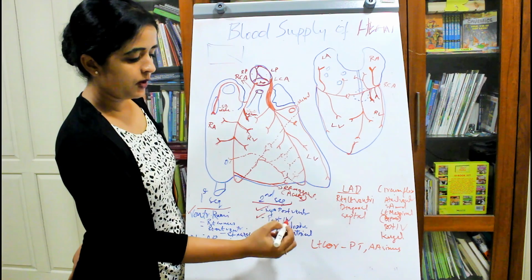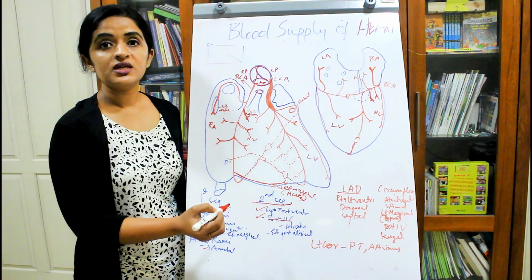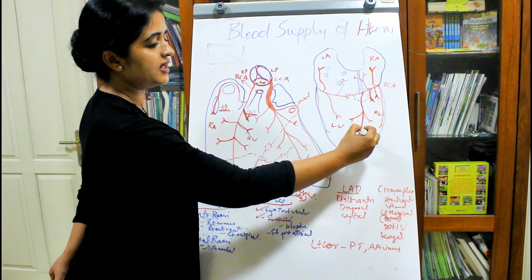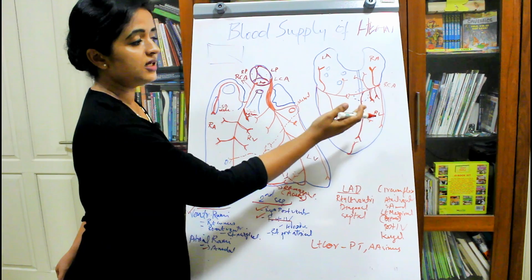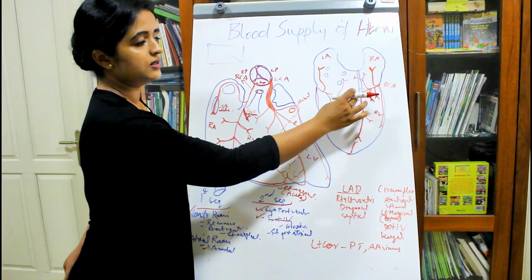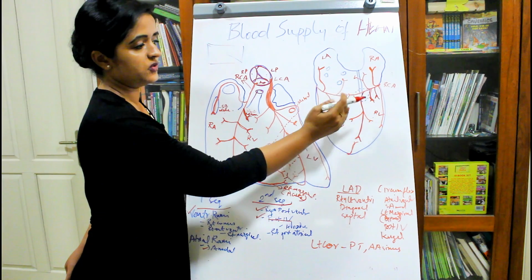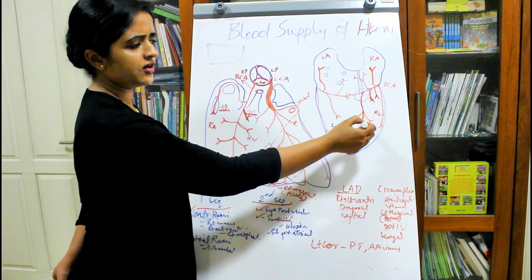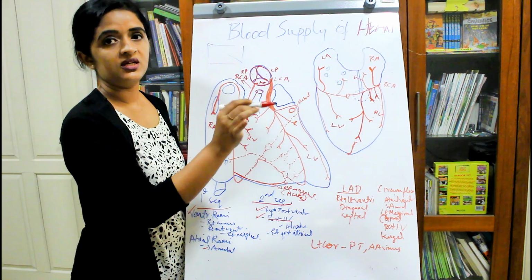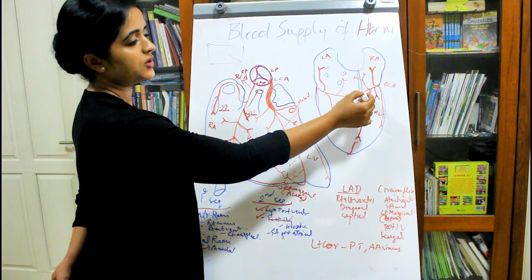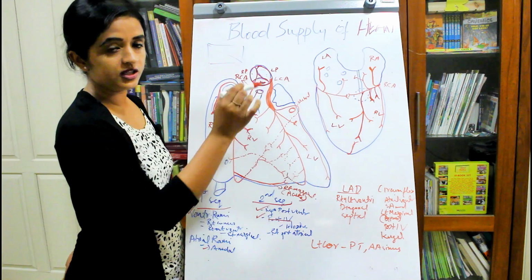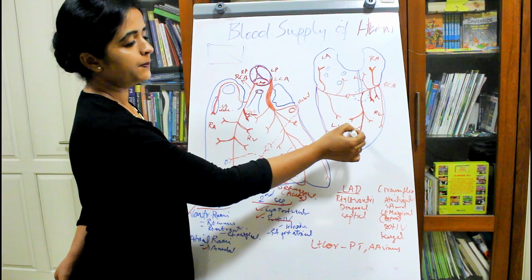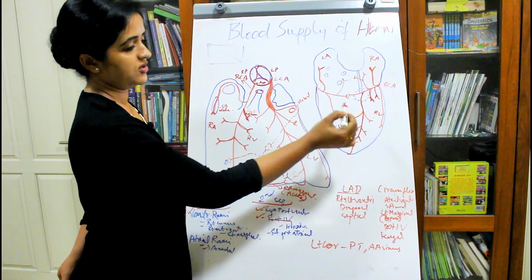Now you have one important point here. This is the posterior interventricular branch. We can see this is the main vessel which is lying in the posterior interventricular groove, because this groove is lying between the right ventricle and left ventricle. So the groove is known as the posterior interventricular groove, and the artery running along this groove you call the posterior interventricular branch. It will be running along the groove and supplying the adjacent sides of the left and right ventricle.